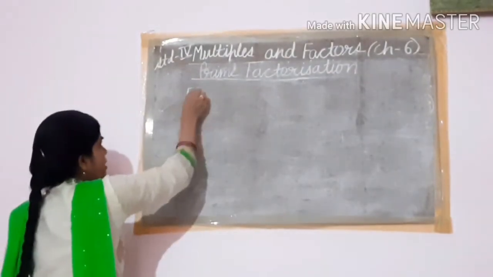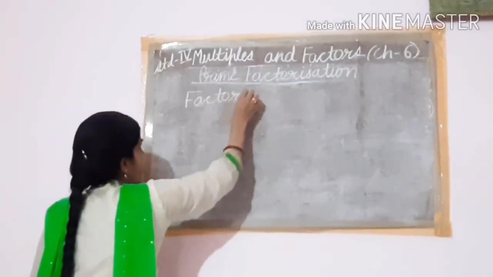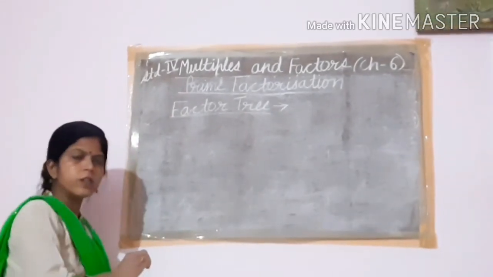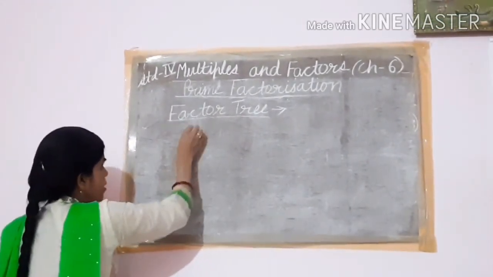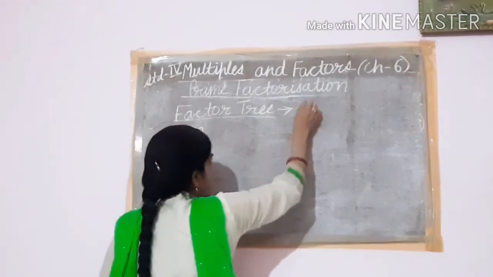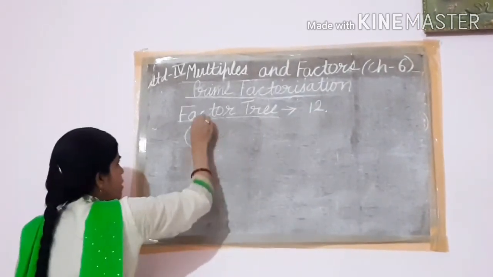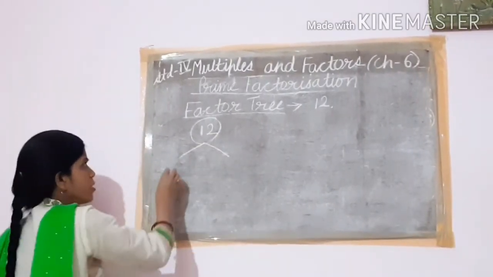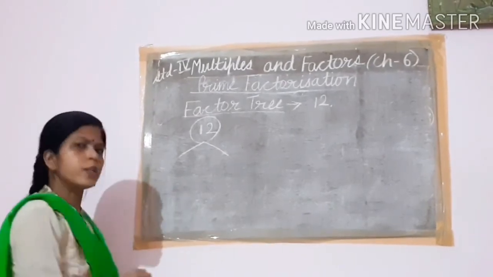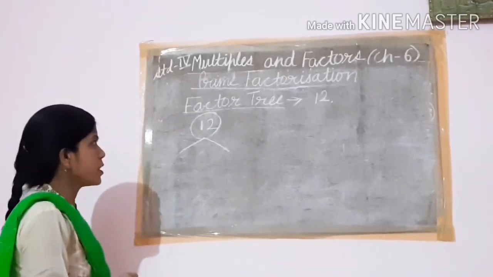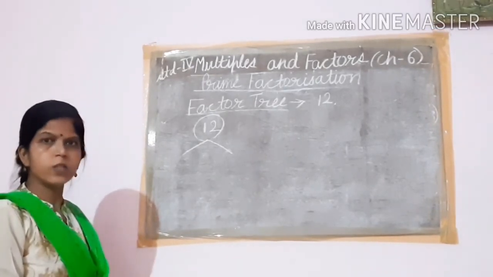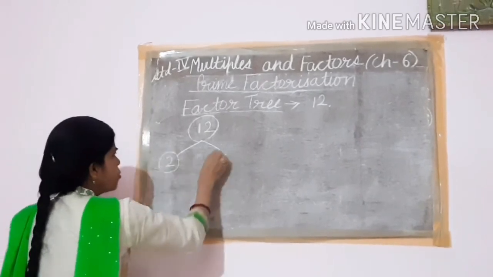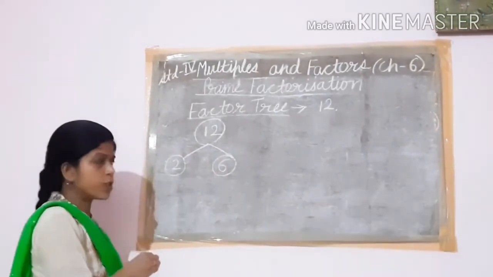Factor tree. Factor tree is also one of the methods to find prime factors of a number. I am showing you, taking one example, 12. I have to make the factor tree of this 12. You write down 12, and then you find the factors of 12. Factors of 12 are 1, 2, 3, 4, 6 and 12. But 1 is not a prime number, so we will not take 1. I am taking 2. 2 6s are 12, yes children?